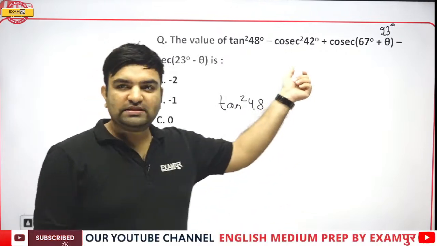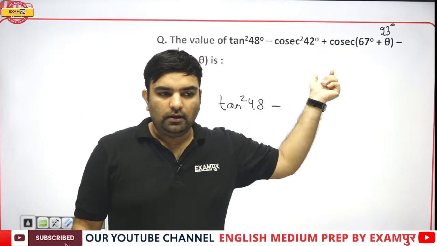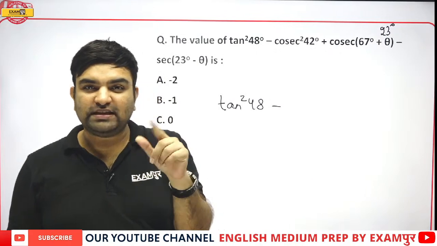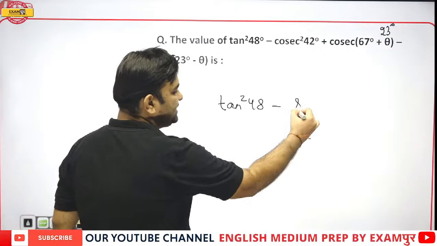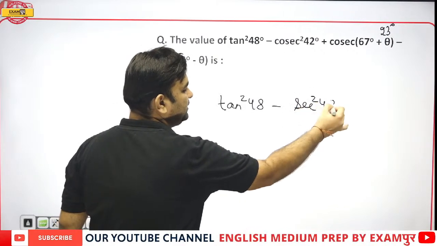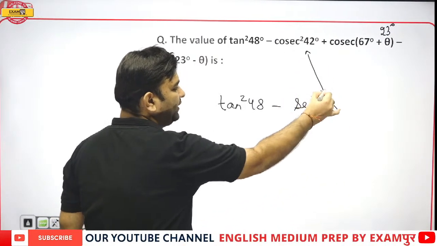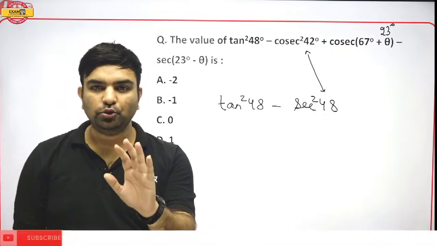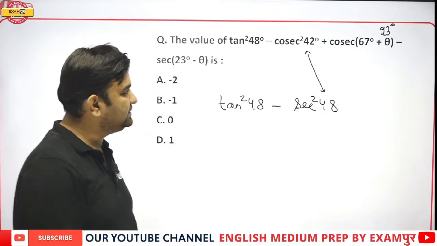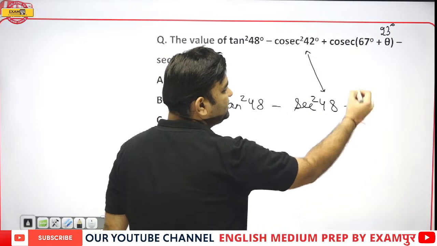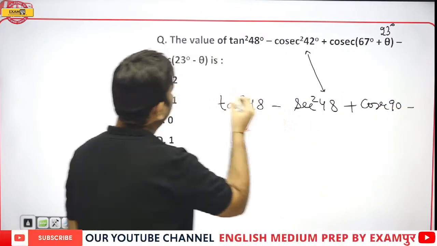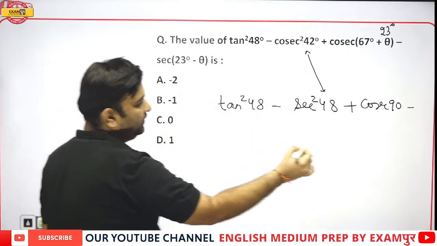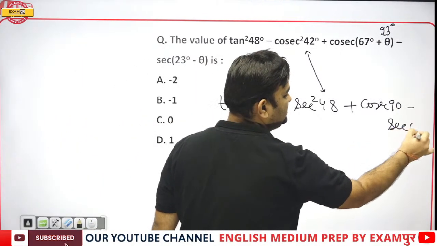Now cosec square 42. Guys, what is the complementary of cosec? The complementary of cosec is sec. So sec square 48, because 42 and 48 are complementary angles. Now, if I take theta as 23, it will become cosec 90, and if I take sec as 23, it will become sec 0.